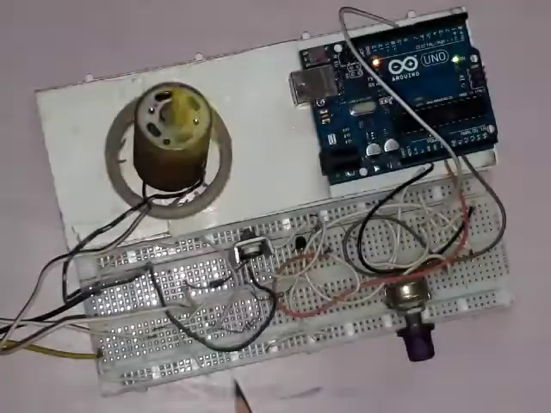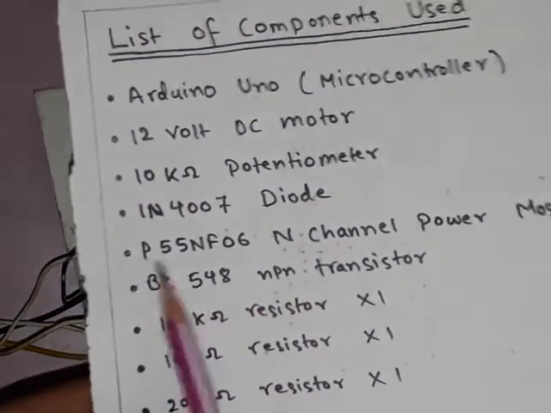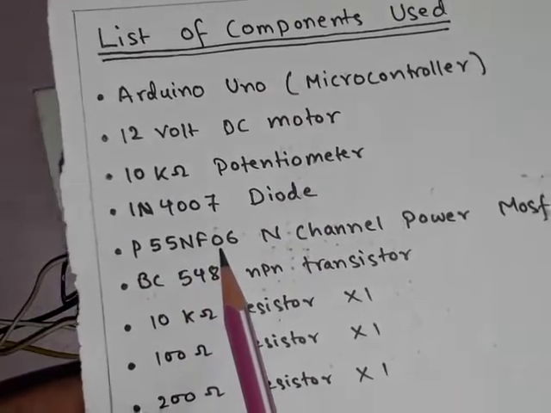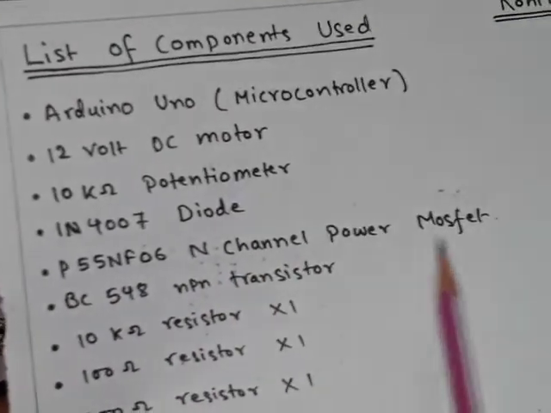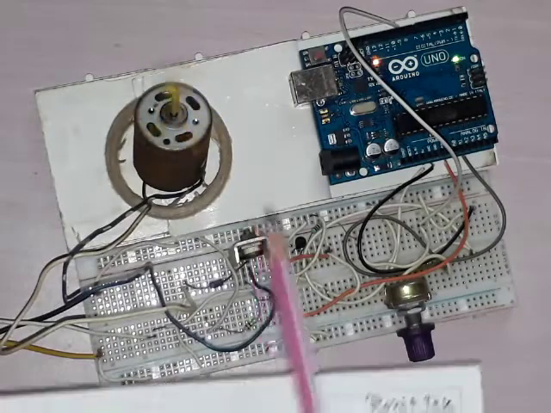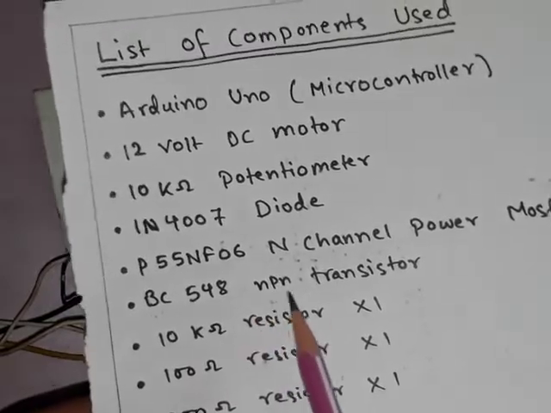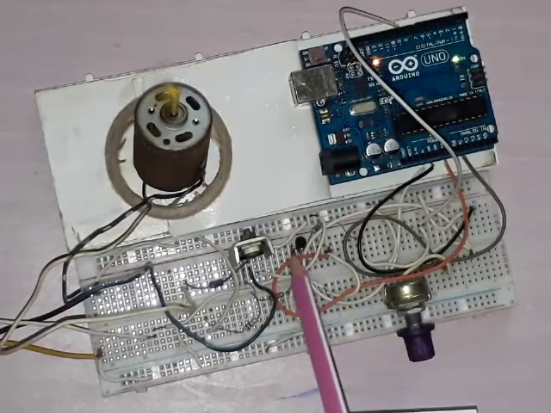Then the 1N4007 diode, here it is, this one. Then the P55NF06 N channel power MOSFET, and here it is, this one is the power MOSFET. Then the BC548 NPN transistor, here it is, this black one.